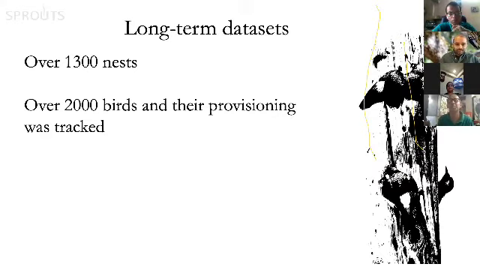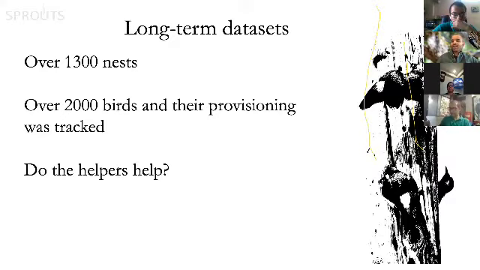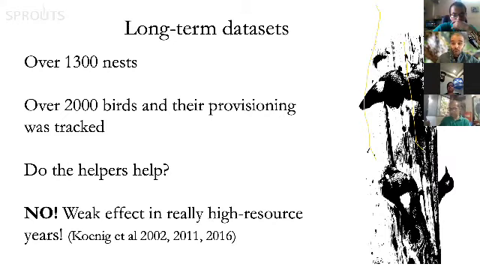That's really weird. Anyway, we have followed over 1,300 nests of acorn woodpeckers, and we have tracked the provisioning rate of over 2,000 birds at those 1,300 nests. And the big burning question was, do helpers help, right? Do helpers increase their own fitness by helping raise many, many offspring? And the answer, unfortunately, is no.